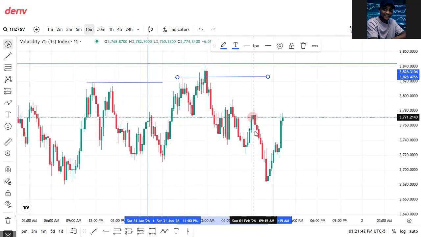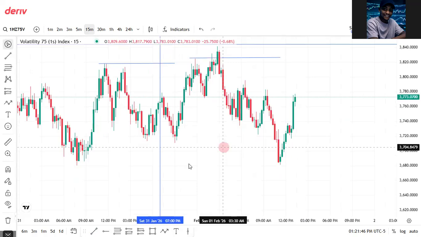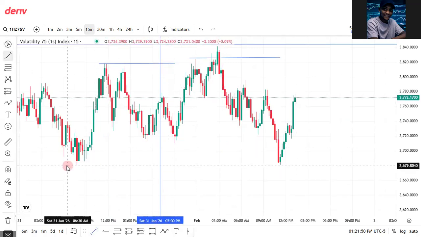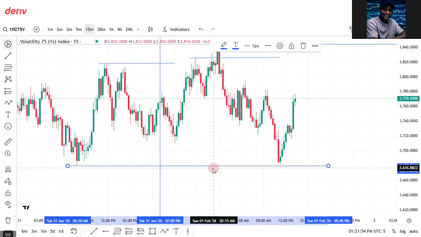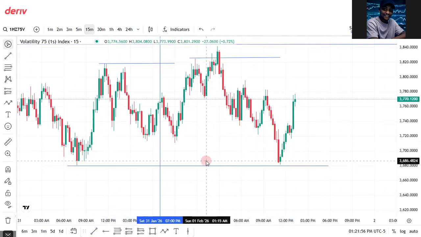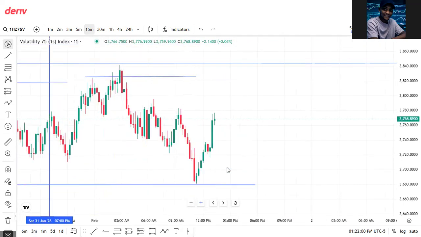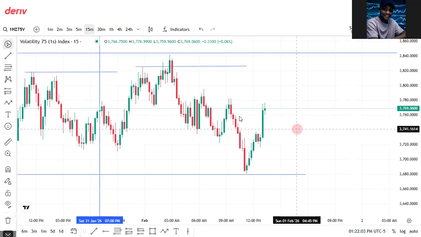So this is where I want to explain what really happened here. Because I know if you look at it, there is liquidity down here. So there is liquidity down here. So this is our target, right? So look at what happened here. Look at what happened here, guys.